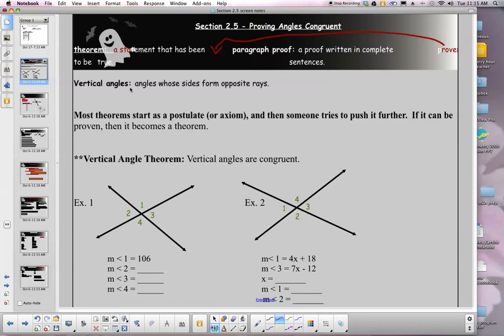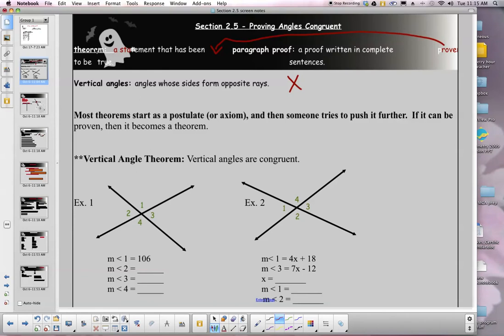The first definition you're going to need to know for today is what are vertical angles. Vertical angles are angles whose sides form opposite rays. Basically, anytime you see an X, you've got vertical angles. The top and the bottom would be considered a pair of vertical angles, and the left and right pair would be considered a pair of vertical angles. They are formed because 2 sets of rays go in opposite directions.